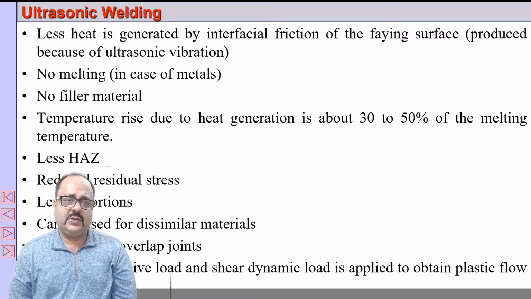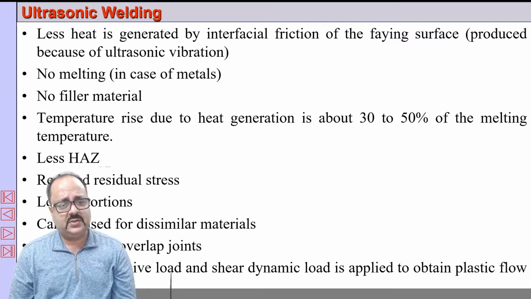And therefore it is also an autogeneous welding process, and we obtain a true metallurgical bond. The heat generated is less, and therefore the temperature rise is around maximum. It can go up to 50% of the melting point, so it does not melt. The heat affected zone is obviously very less, and therefore since the heat affected zone is less, the residual stress is also less, the distortions are also less.